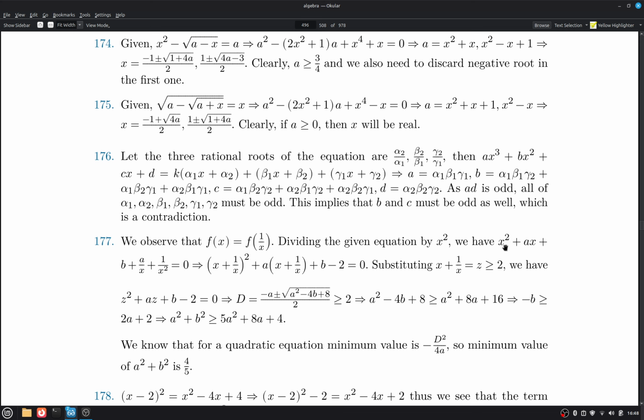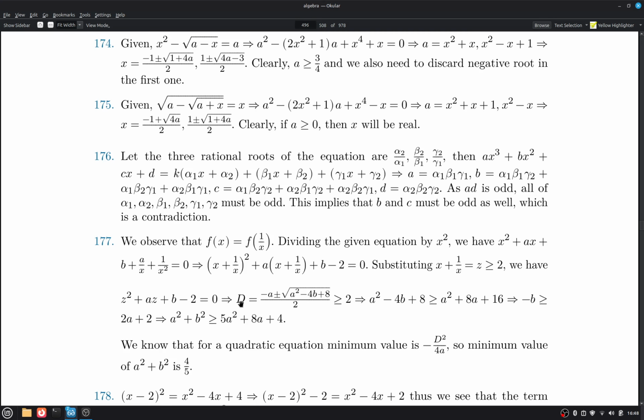So the equation becomes x square plus ax plus b plus a by x plus 1 by x square, which we can write as (x plus 1 by x) whole square plus a into (x plus 1 by x) plus b minus 2. Now we substitute x plus 1 by x is equal to z, which would be greater than or equal to 2 from the AM-GM inequality. We have now the equation as z square plus az plus b minus 2, whose roots are minus a plus minus square root of a square minus 4b plus 8, by 2. Now this is greater than or equal to 2 here.